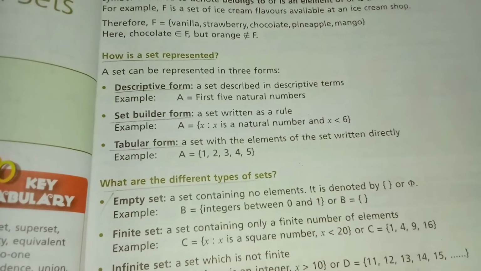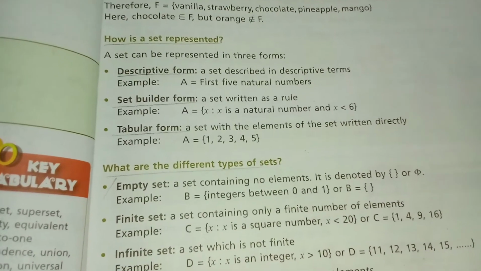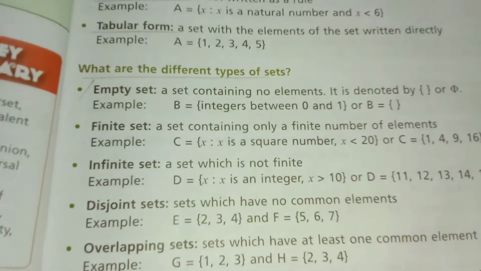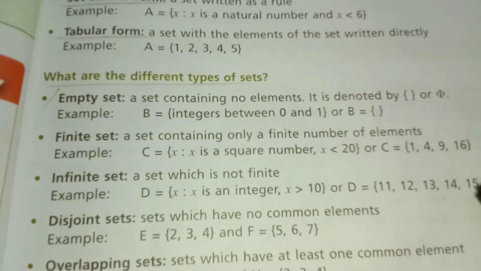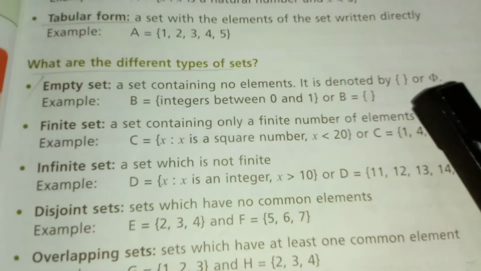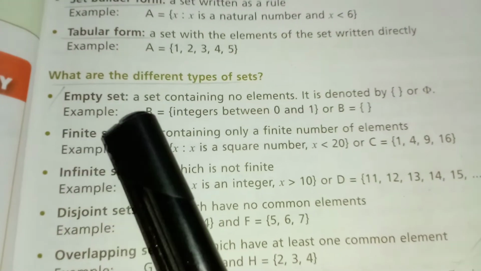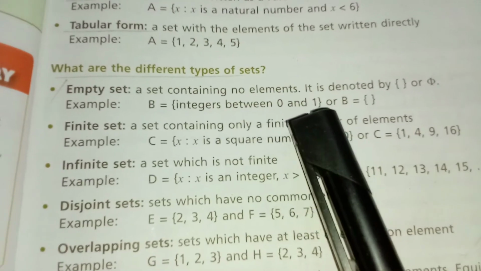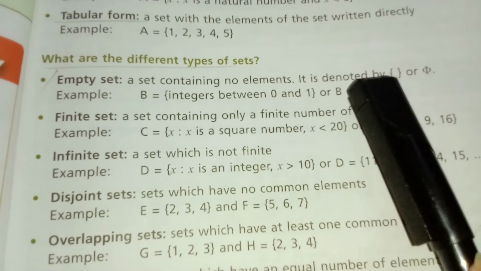Now we have to learn about the different types of sets. There are many types of sets. First of all, the empty set: a set containing no elements. It is denoted by empty brackets or the sign phi. For example, B is equal to integers between 0 and 1. There is no integer between 0 and 1, so this is an empty set, or B equals empty.